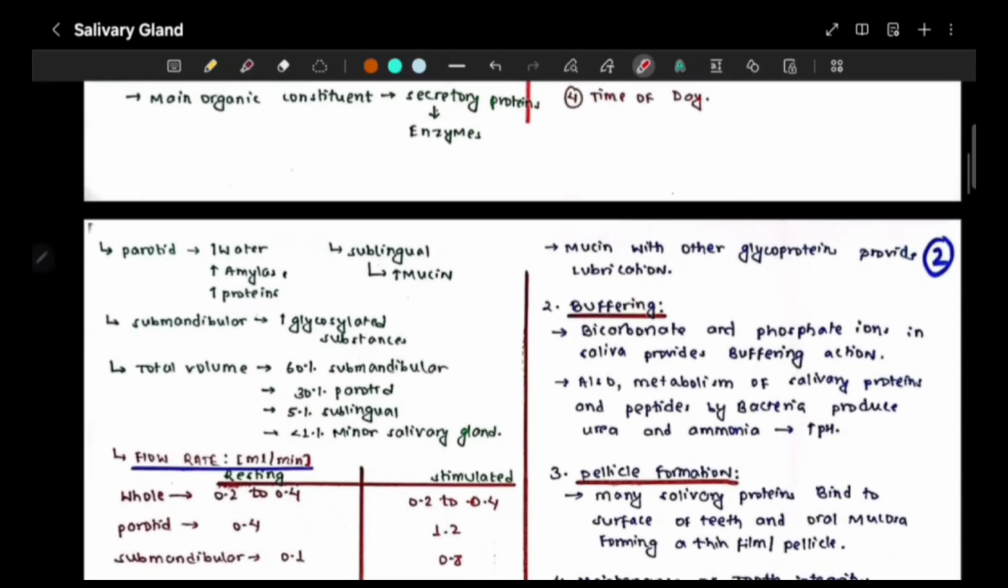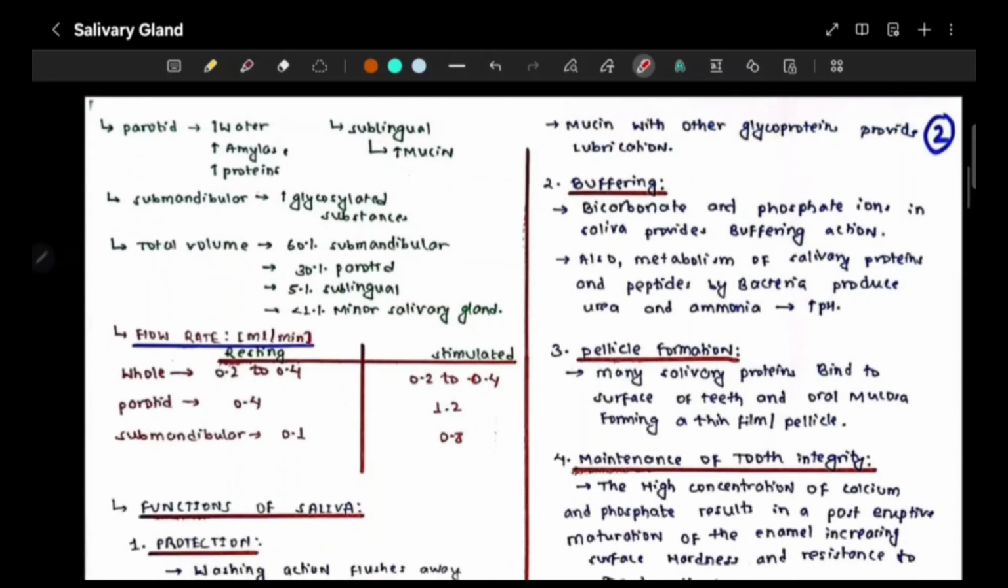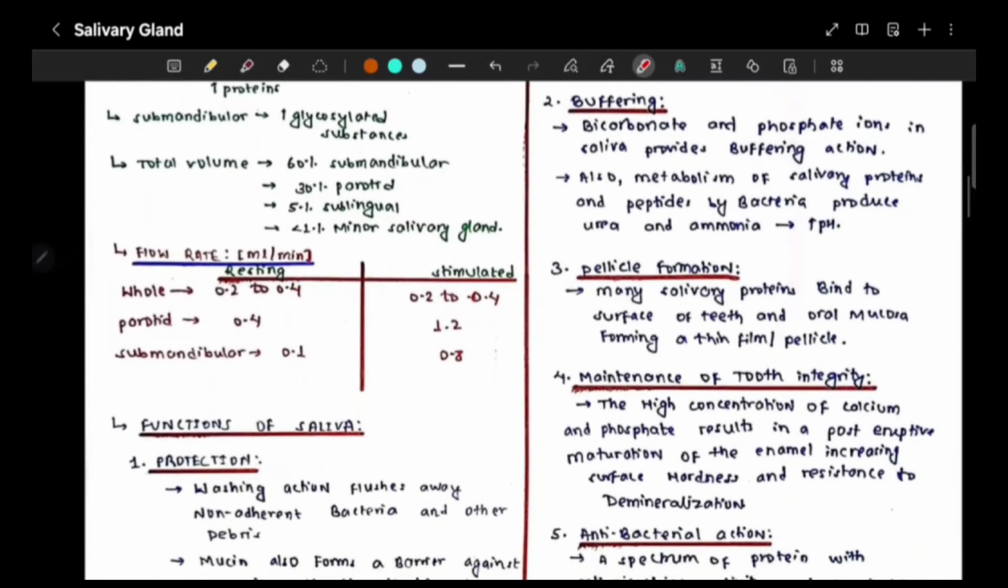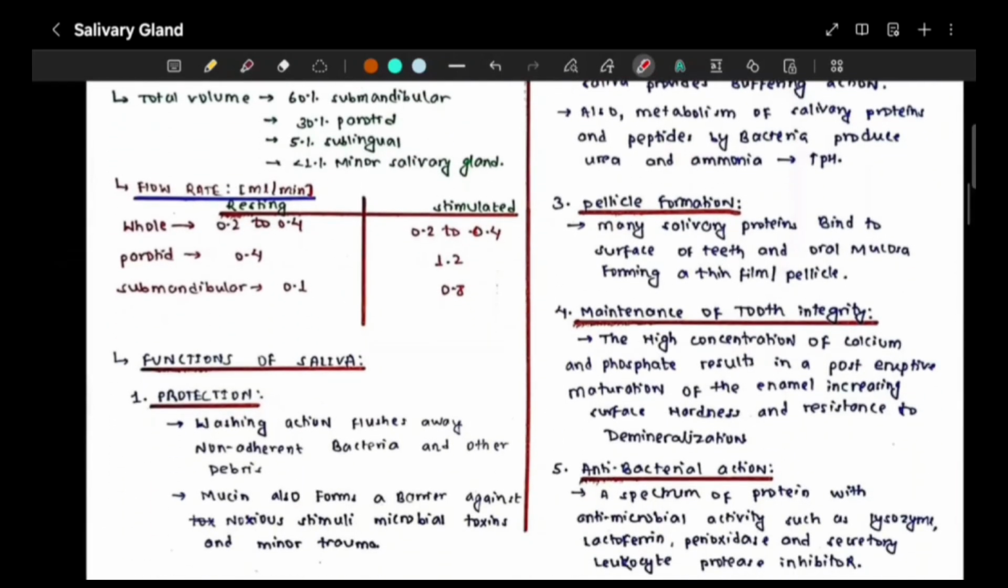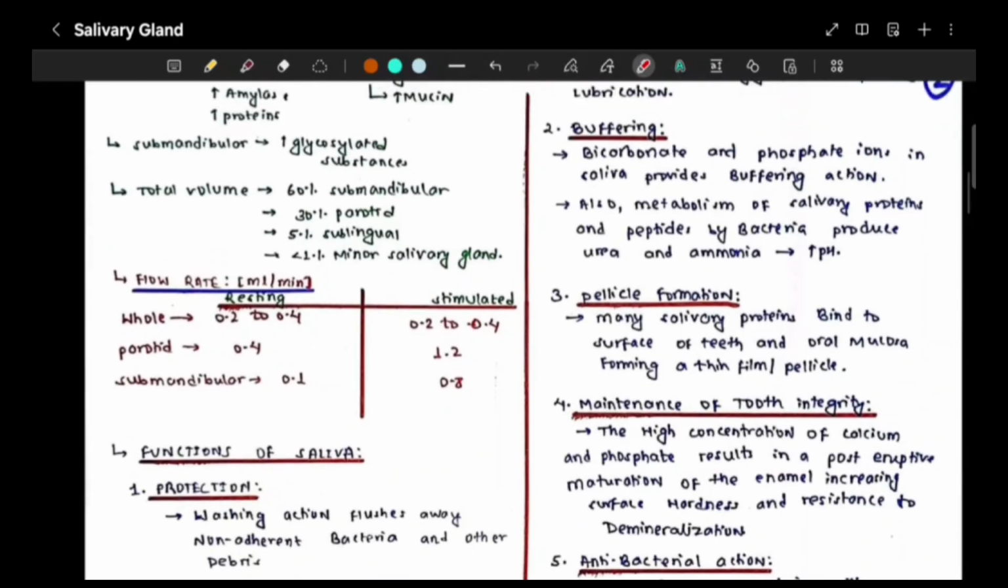After that, mucin with other glycoproteins provides lubrication. So the main function of saliva is protection: the washing action, and another is the barrier action, a barrier against noxious stimuli and minor trauma.